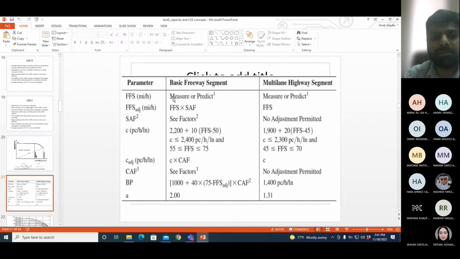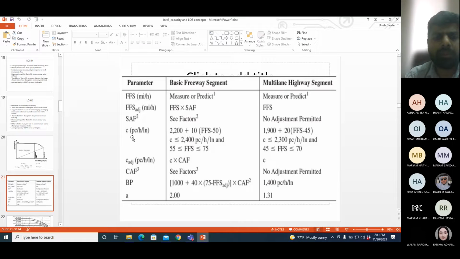Once you measure the free flow speed or predict it using the equation, then you will multiply the free flow speed from these methods with the combined speed adjustment factor if you are doing it for a freeway. So the speed of the freeway must be adjusted using a combined speed adjustment factor. How to do it, we'll discuss on Thursday, inshallah. We need to apply the adjustment on the free flow speed of a freeway by multiplying it with this factor. For multilane highways, it will remain as it is, no adjustment.